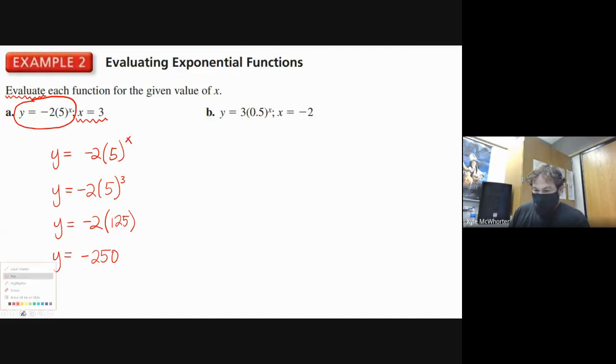Okay, let's look at B over here. The function they give us is y equals 3 times 0.5 to the x. And we're going to evaluate for when x is -2.